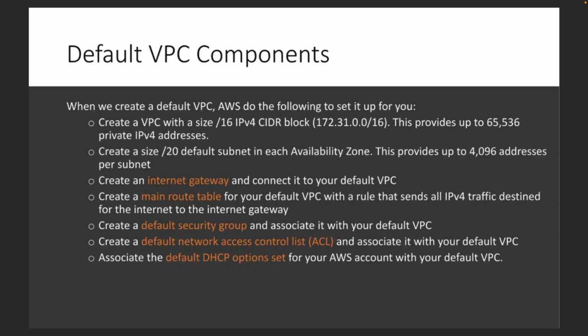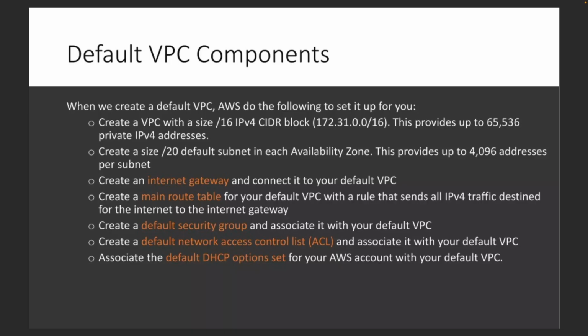Fourth, it creates a main route table for your default VPC with a rule that sends all IPv4 traffic destined for the internet to your internet gateway. This enables outbound internet connectivity. Fifth, it creates a default security group and associates it with your default VPC. Security groups control inbound and outbound traffic at the instance level.